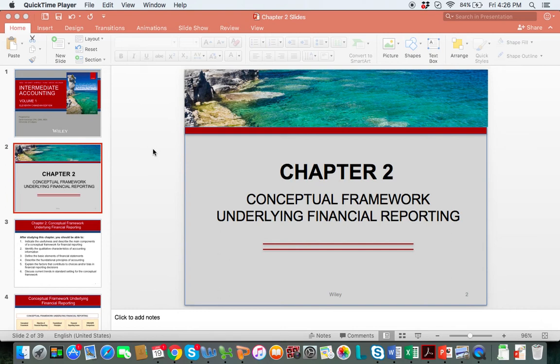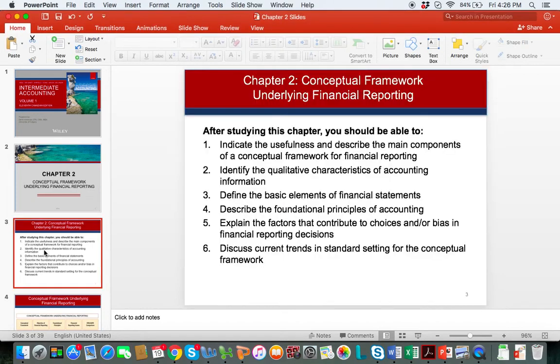Look at Chapter 2. And as you can see, Chapter 2 is called Conceptual Framework Underlying Financial Reporting. So again, we have a list of learning objectives that you should achieve after this session.